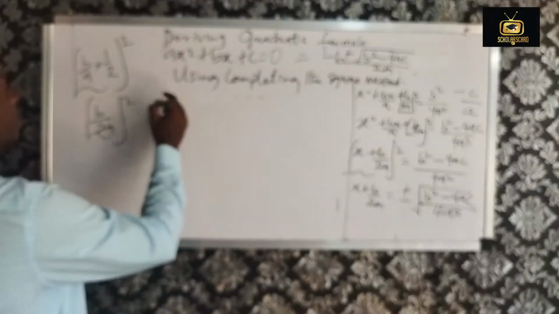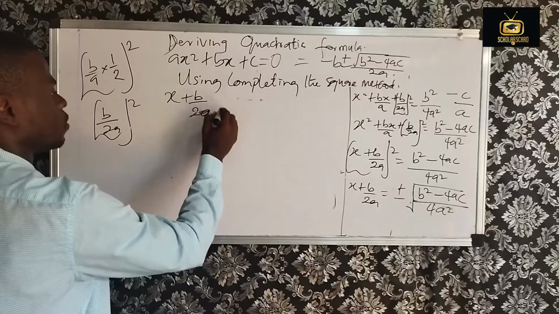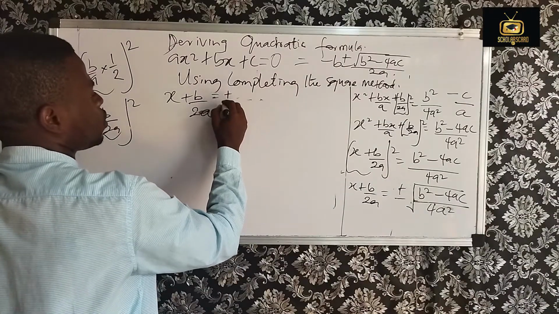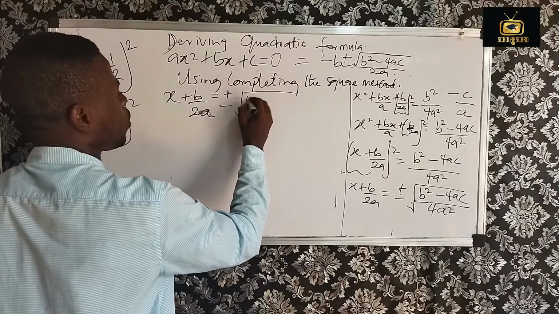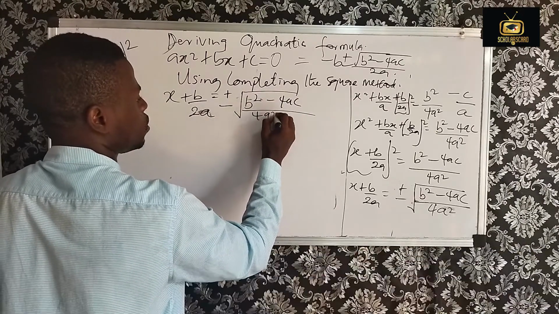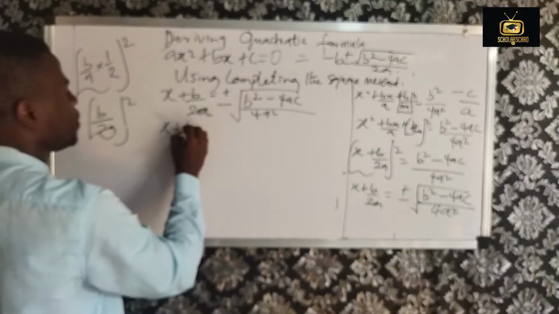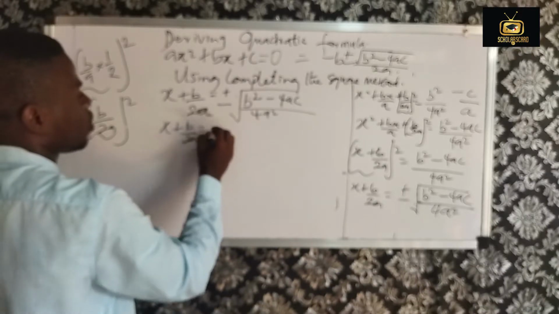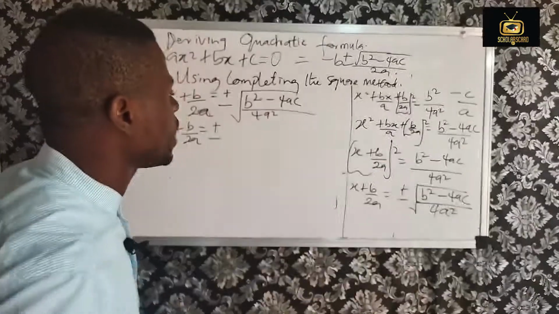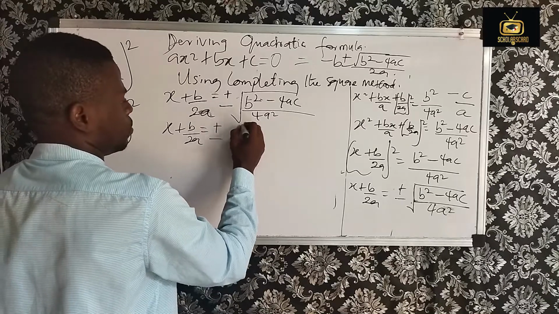So I bring it here and say x plus b over 2a equals plus or minus the square root of b squared minus 4ac over 4a squared. Now the square root of 4a squared gives us 2a.